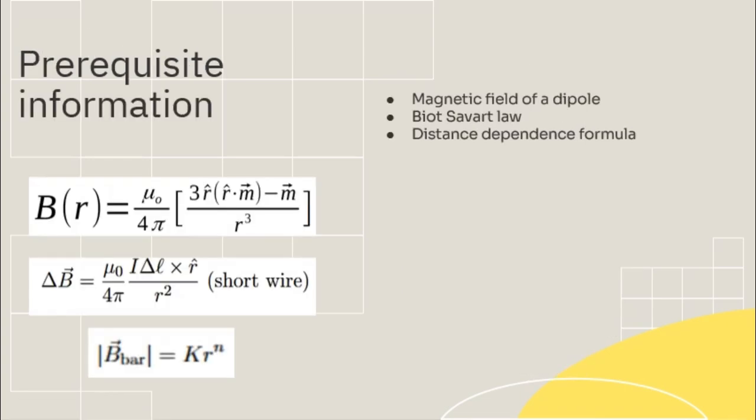So some prerequisite information that we might need to know. This formula, top formula, is relating the magnetic field to a change of position. So depending on the position, that will give us a separate magnetic field. And this is pretty similar to the magnetic field of a dipole moment that we were given, except it's not broken down into its parallel and perpendicular formulas.